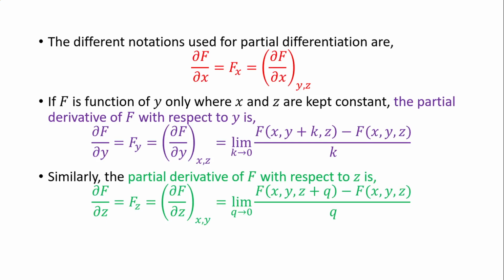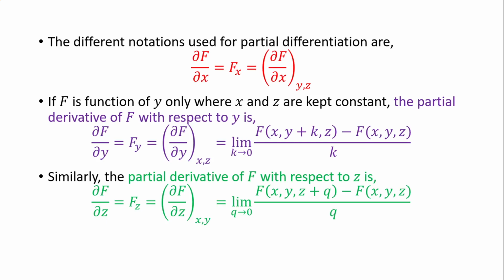Similarly, we can obtain the partial derivative of f with respect to variable y by keeping the remaining two, that is x and z, constant. In this way we can write the partial derivative of f with respect to y as ∂f/∂y, or f subscript y, or (∂f/∂y) subscript x, z, as the limit k tends to 0 of f(x, y+k, z) minus f(x, y, z) divided by k.